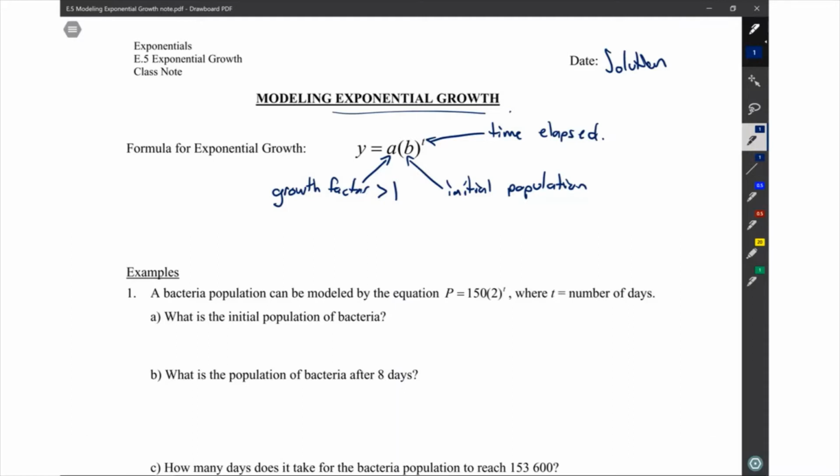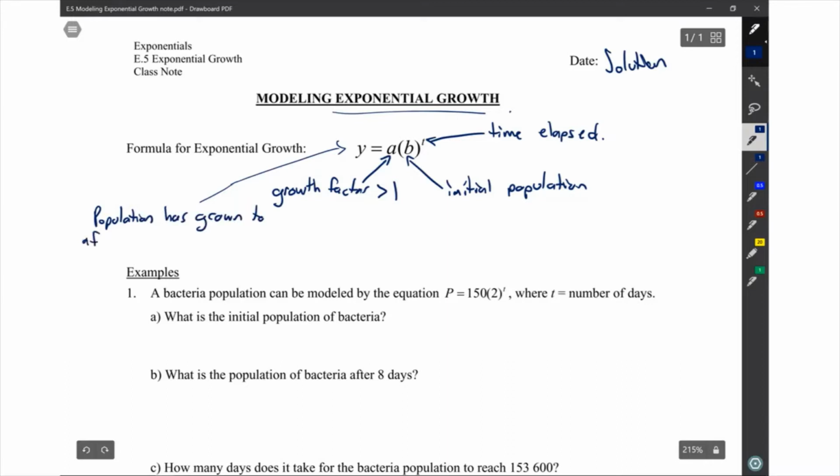We know this y here that we're used to seeing on the left side of some of these equations of our functions. This y represents what the population has grown to after a specified amount of time. Now let's take a look at what I mean here.